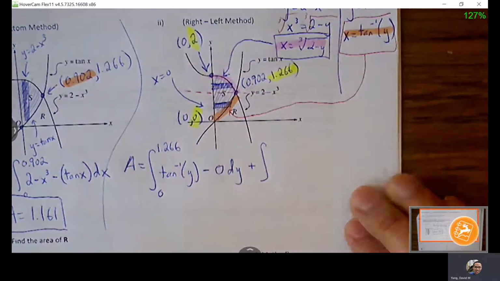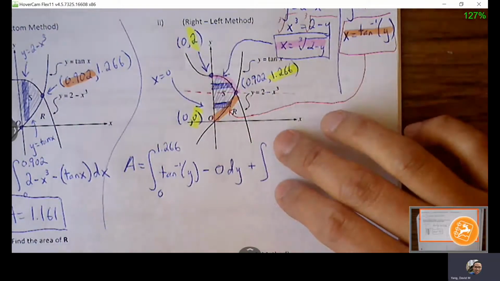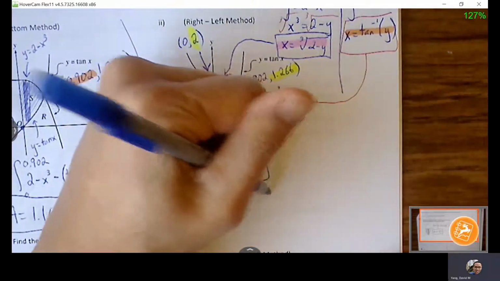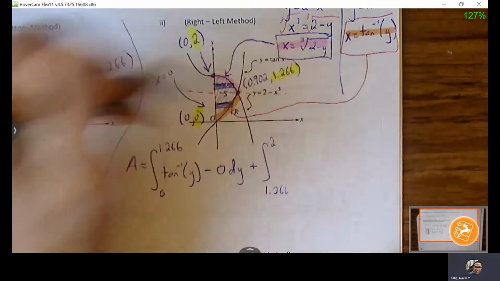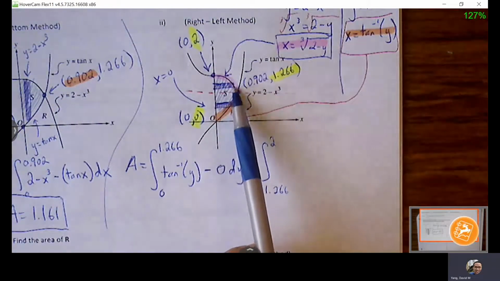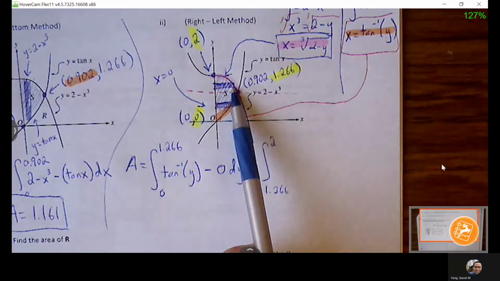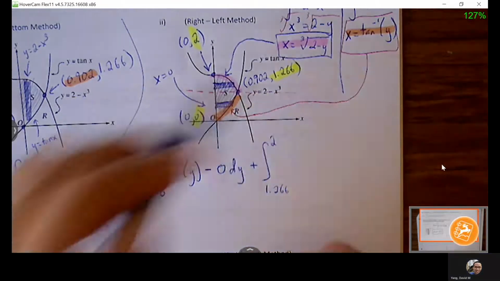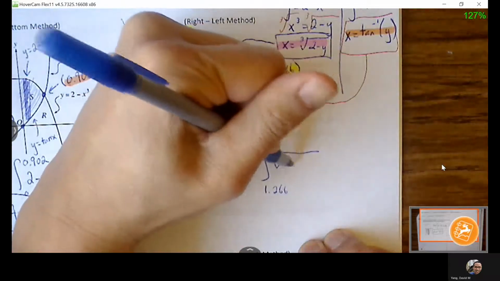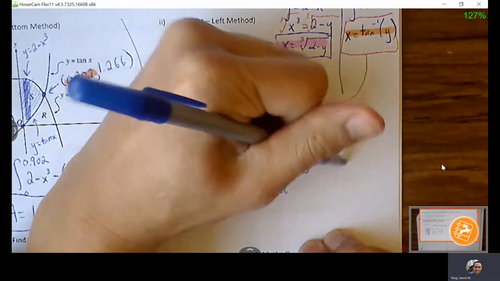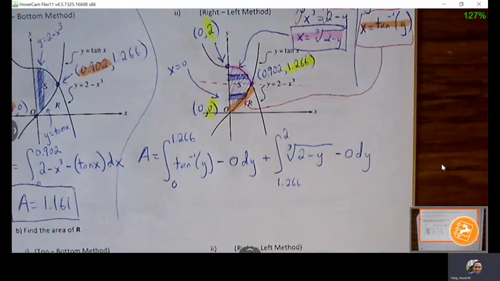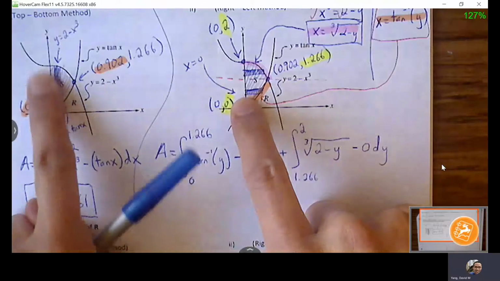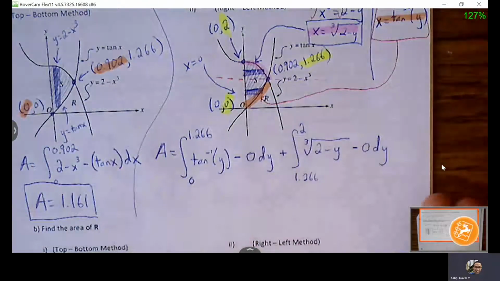Now the upper region, what are the bounds going to be for the upper region? 1.266 to 2. Right minus left. What's the right endpoint touching? Good, cube root of 2 minus y, minus 0. We should get the same answer as part A because we're both dealing with region S, just a different orientation.